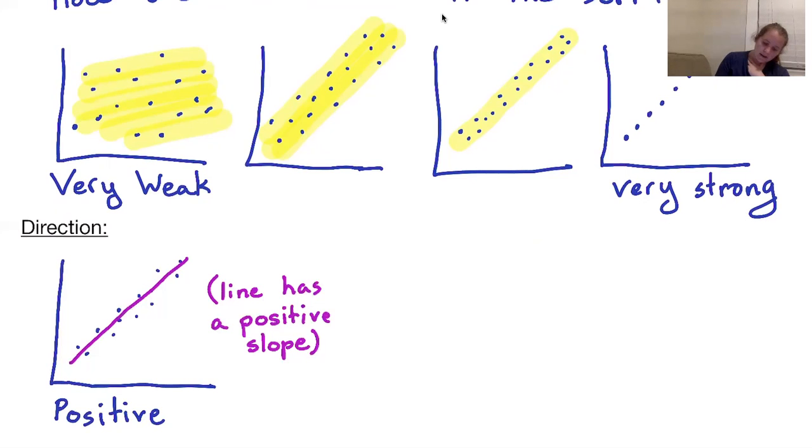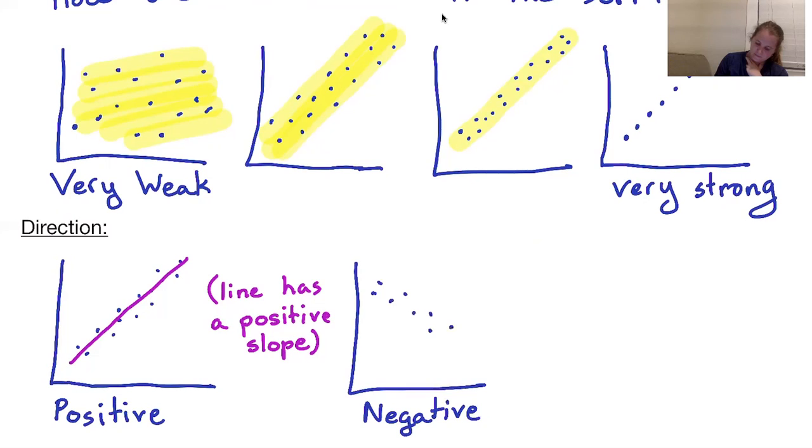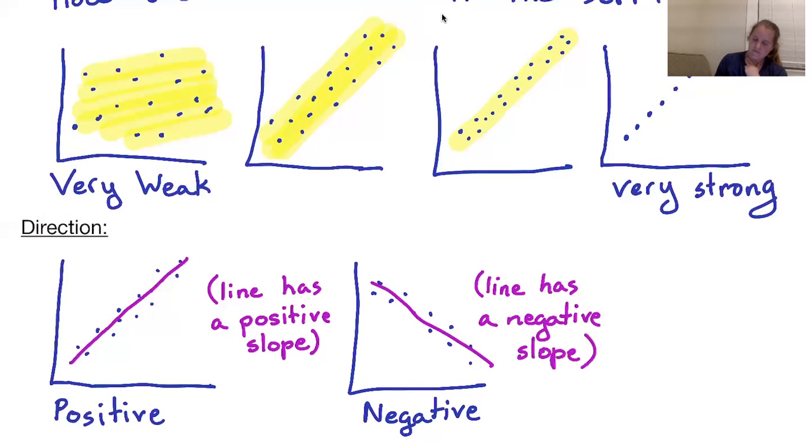And then negative will go the other direction. So again, the line in the background has a negative slope, it's going down. So our direction, we can have a positive relationship or a negative relationship.